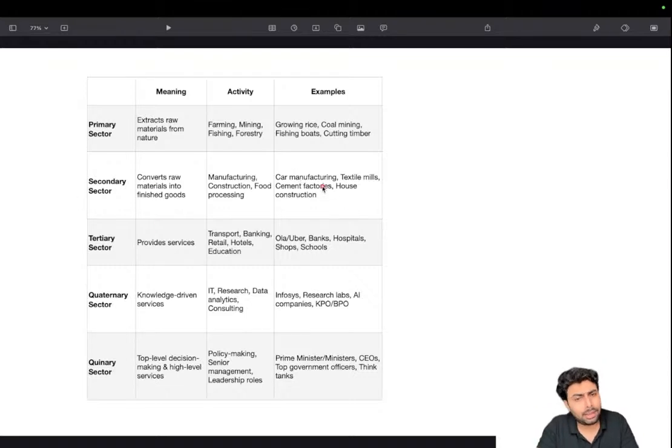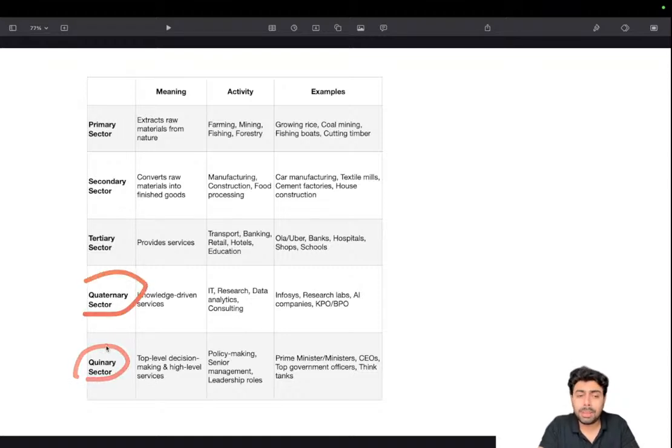Then secondary sector: textile mills, cement factories, house construction. Banks, hospitals, shops are the tertiary sector. The quaternary sector is basically knowledge-driven services, research and development, things like that, so companies where research and development is happening are in the quaternary sector. And the quinary sector is the highest level of decision making, like world leaders, chairpersons of banks, top government officers, think tanks, CEOs. Those are all the quinary sector.